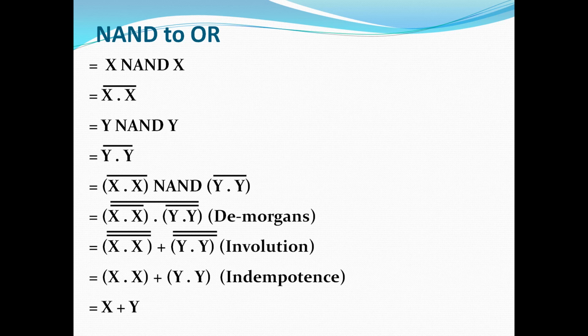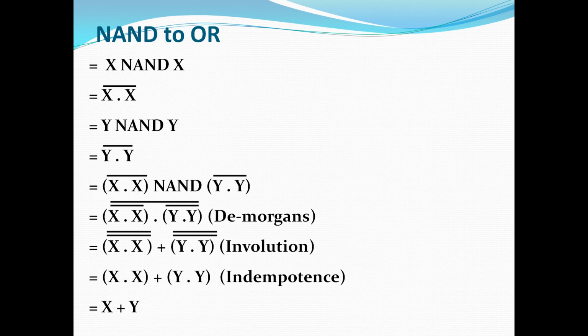So the first output is X dot X whole dash, and the second NAND gate gives Y dot Y whole dash. Then we see the third NAND gate, which uses two inputs. The first input is the output of the first NAND gate, X dot X whole dash. The second input is the output of the second NAND gate, that is Y dot Y whole dash. So the third NAND gate takes the inputs X dot X whole dash NAND Y dot Y whole dash.